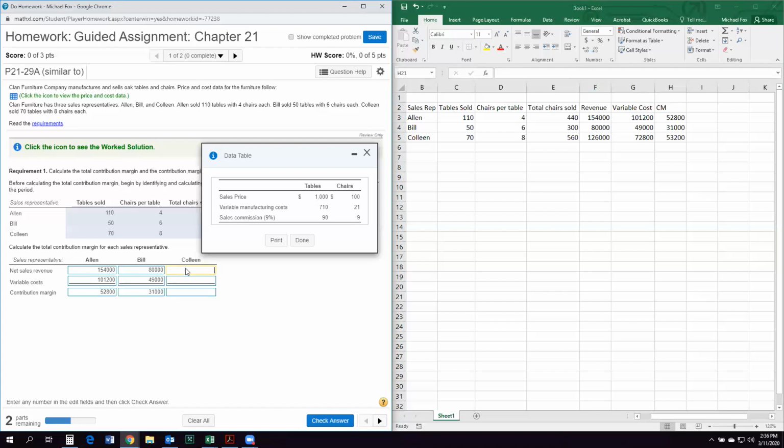And then Colleen had revenue of 126,000 and variable costs of 72,800 and contribution margin of 53,200.